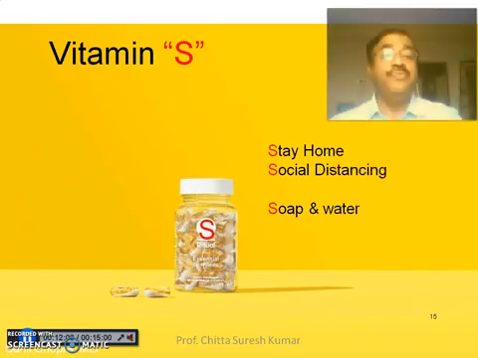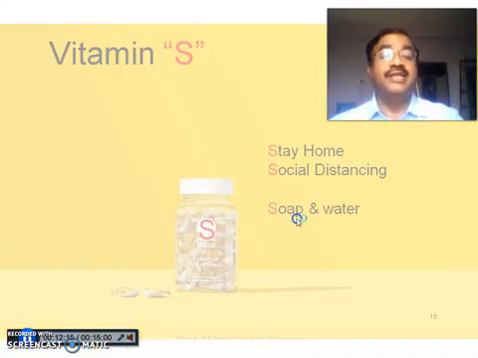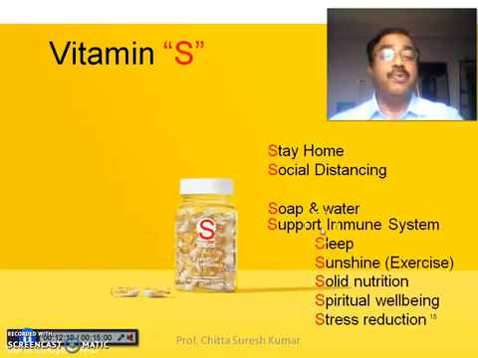So stay home, social distancing, soap and water, these are the important ones. And then support the immune system by sleeping, sunshine, solid nutrition, spiritual well-being, stress reduction. So these are all S's representing vitamin S, which is not available in the market, but you have to make it yourself.